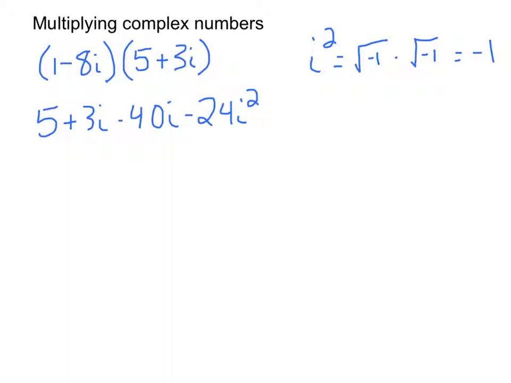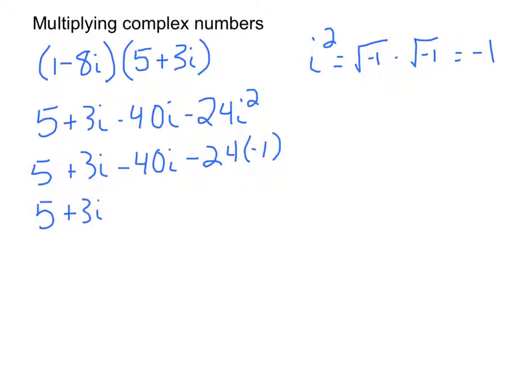Alright, so we've got 5 plus 3i minus 40i. Notice I didn't change anything there. I'm just wanting to deal with this I squared. Minus 24, and it's 24 times I squared, so 24 times negative 1. Order of operations tells me I need to do this one because this is multiplication, so I'm going to do that now. 5 plus 3i minus 40i, and then negative 24 times negative 1 would be a positive 24.